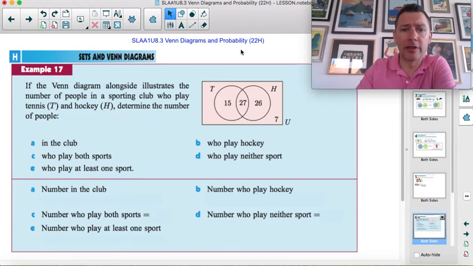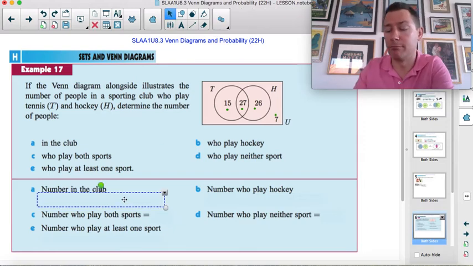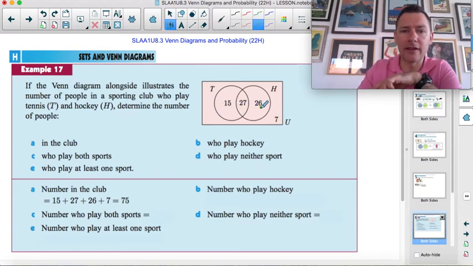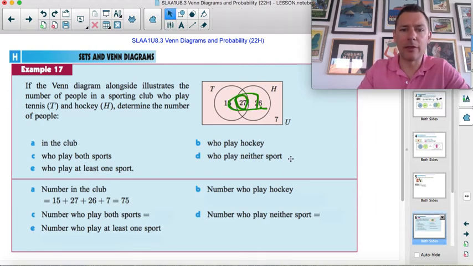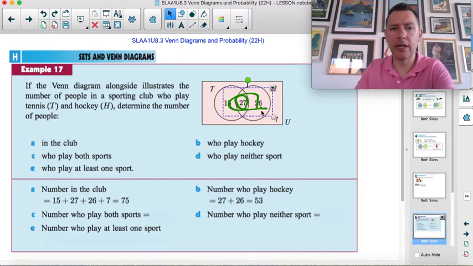So the number of people in the club is, add them all up. This and this and this. And these people don't play hockey, don't play tennis, but maybe they row. They do canoe polo. So you'd add everybody up, and there's your solution. The number of hockey players is not 26 because these people also play hockey, so it's these, and so you add those groups up. So 53.